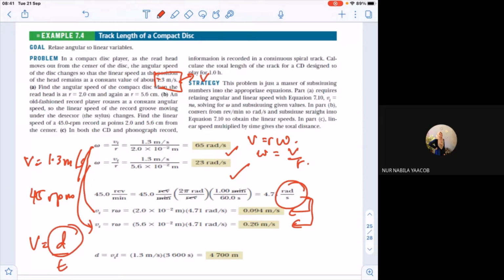So V is 1.3 based on our given values, 1.3, and of course times T, 3,600. So you will get 4,700 meters of the total length of the track for a CD designed to play for 1 hour.